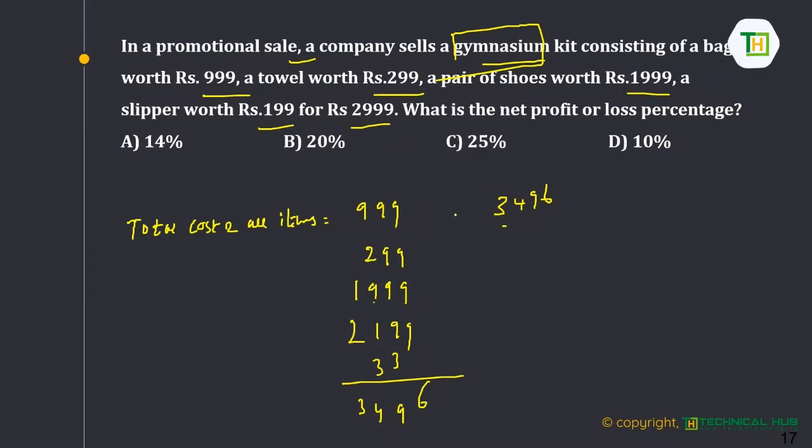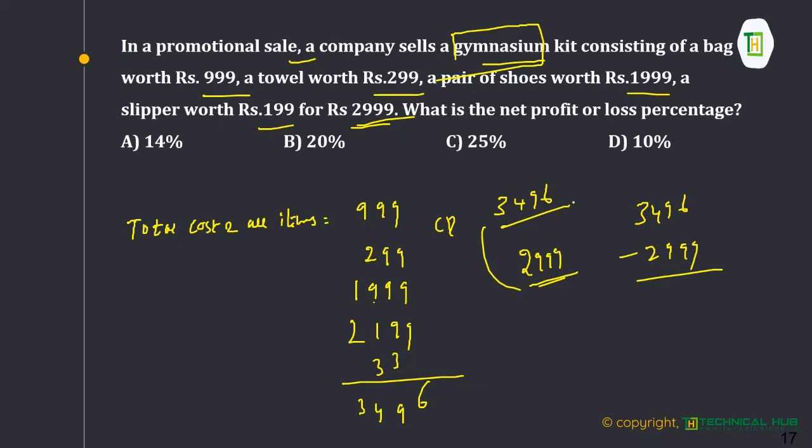But in a promotional sale, the company sells a kit consisting of all these items for how many rupees? 2,999. So for items worth 3496 cost price, you will get them for 2,999. So how many rupees did the company lose here? 3496 minus 2,999. Actually the items are worth 3496, but you will get them for 2,999. So the company lost 497. Here the buyer can save 497 rupees, but the company loses 497.